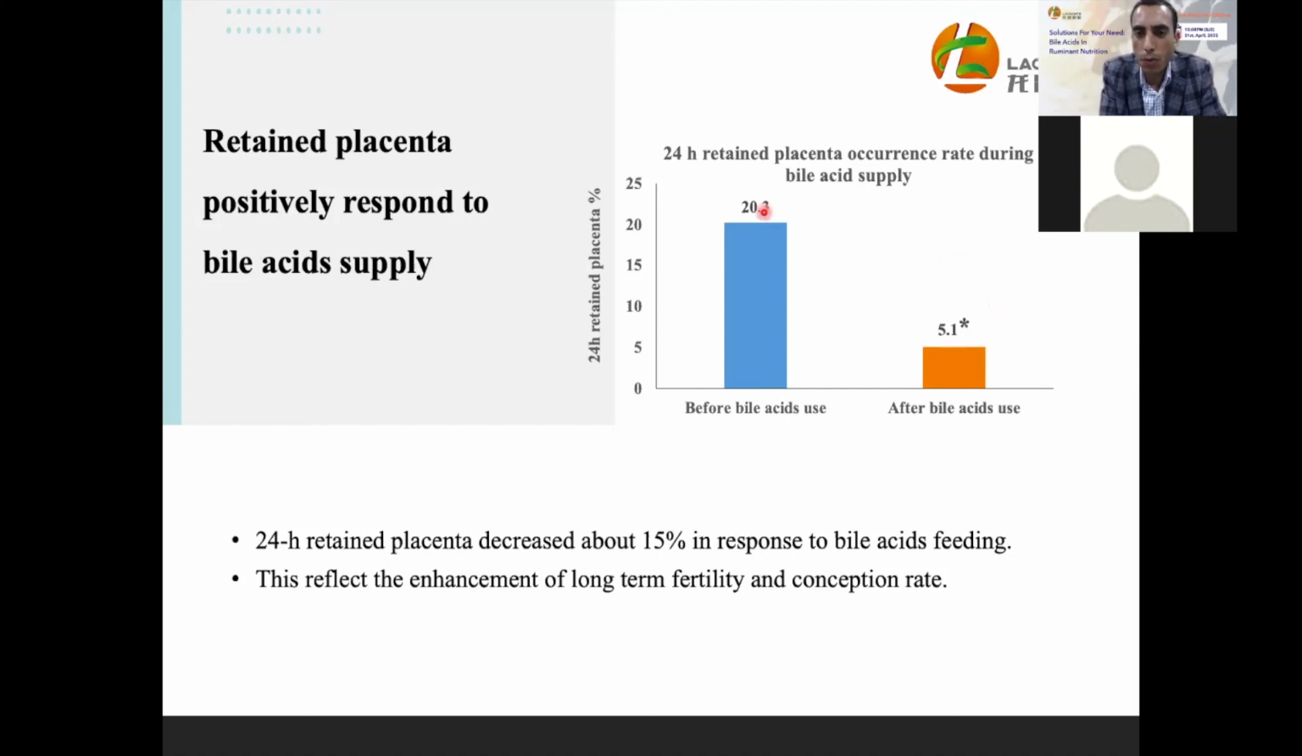Here is the ratio before bile acid supplementation, the rate about 20%, and it dropped to 5% after adding bile acid, almost 15% lower. So how can bile acid improve retained placenta rate? The explanation is that bile acid may improve the contraction and tissue motility, so it can assist the cow's uterus to expel the placenta and increase the contraction after calving.